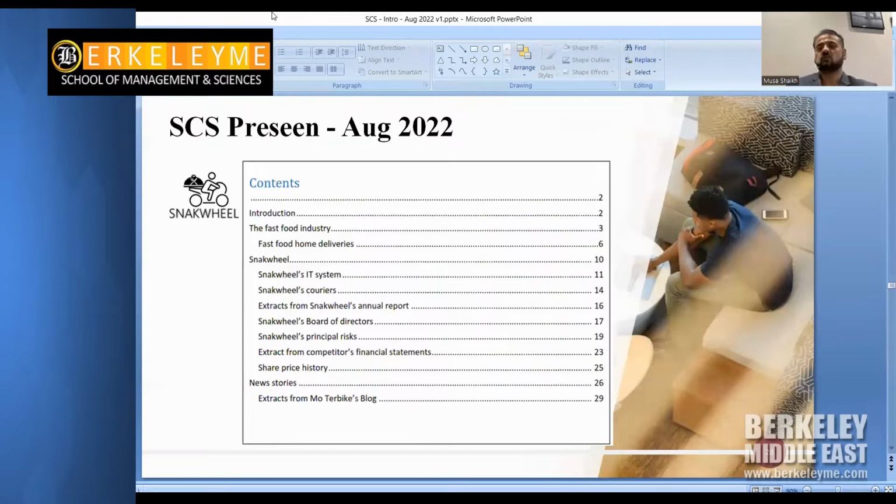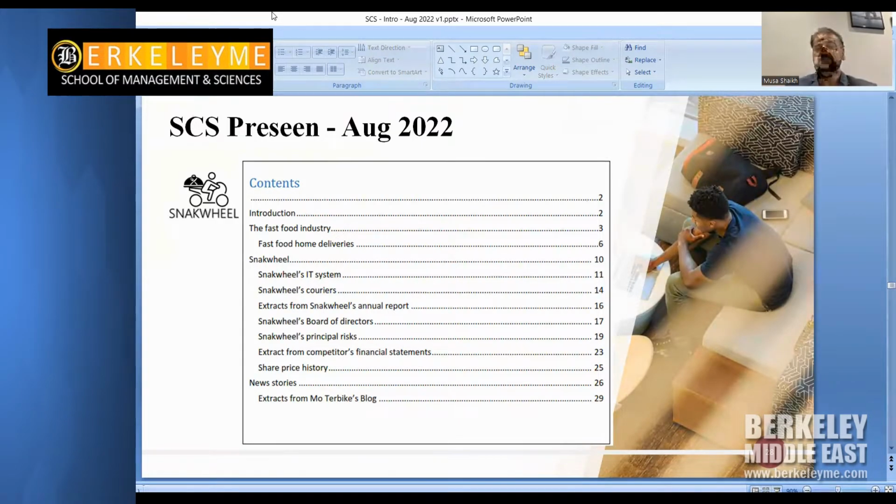The pre-seen for August 2022 is related to the food industry. This is the typical way a case comes to you when you receive it 6 weeks before the exams. It's a 30, 32, sometimes 31-page booklet with standard content. It gives you an introduction, then moves to the fast food industry: what it is, how big it is, at $1 billion, and home deliveries because of COVID. Everything has changed, so more home deliveries are going on.